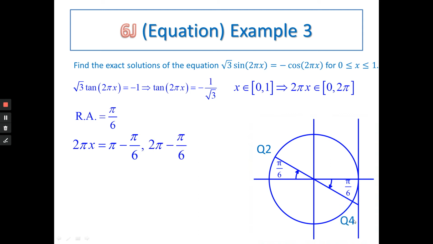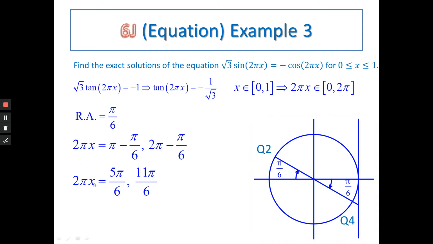Now we're going to go to quadrant 4, and how do you do that? Well, you start at 0, you swing all the way around a full revolution, and then you go backwards by pi on 6, which is 2 pi minus pi on 6. Okay, and that's it. That pretty much takes care of our entire domain. Now let's simplify these right-hand sides. So pi minus pi on 6 is 5 pi on 6, and 2 pi minus pi on 6 is 11 pi on 6.